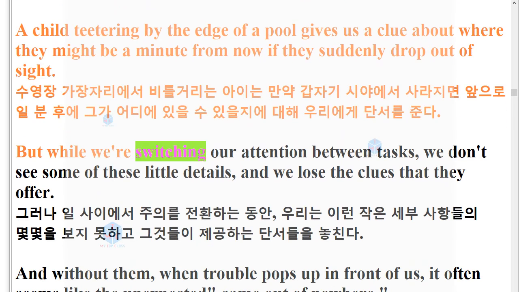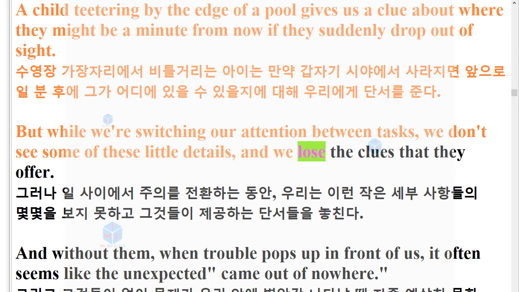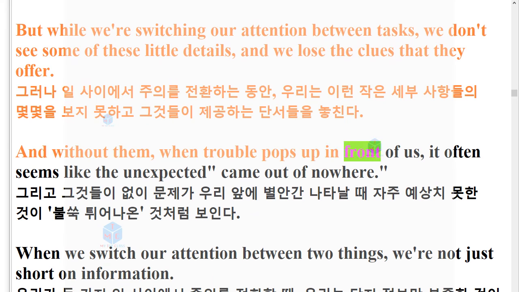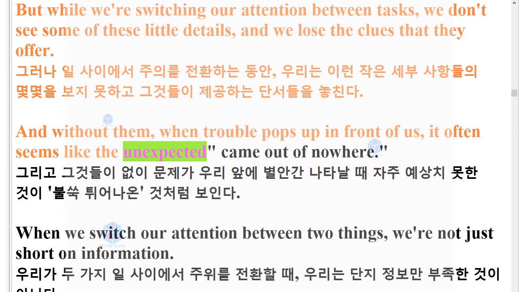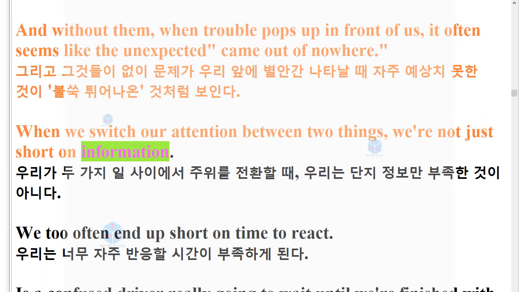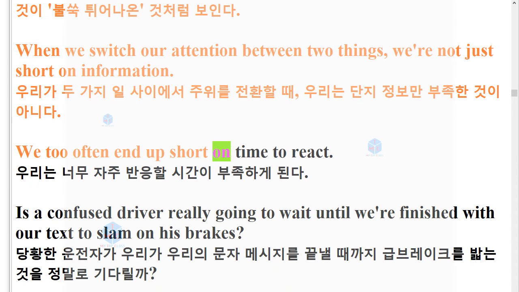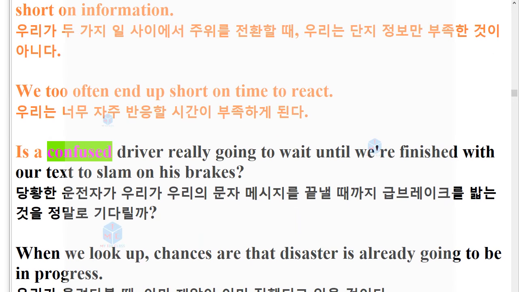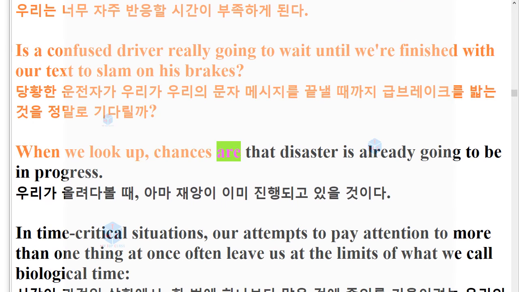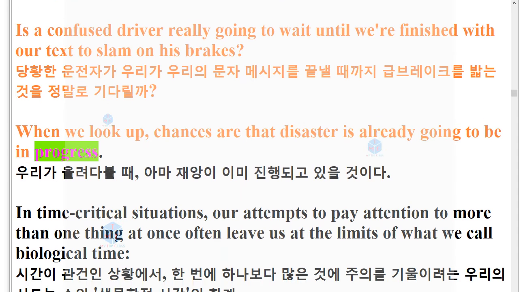But while we're switching our attention between tasks, we don't see some of these little details, and we lose the clues that they offer. And without them, when trouble pops up in front of us, it often seems like the unexpected came out of nowhere. When we switch our attention between two things, we're not just short on information. We too often end up short on time to react. Is a confused driver really going to wait until we're finished with our text to slam on his brakes? When we look up, chances are that disaster is already going to be in progress.